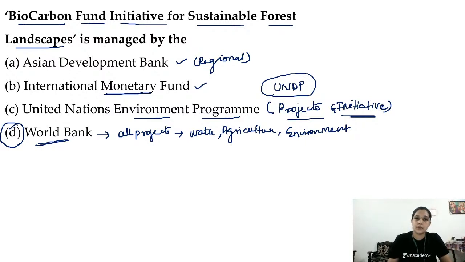International Monetary Fund's work itself is different. It is based on money, on the money market. United Nations Environment Program does projects and initiatives. They do not fund, but UNDP funds. So here World Bank is the only answer.